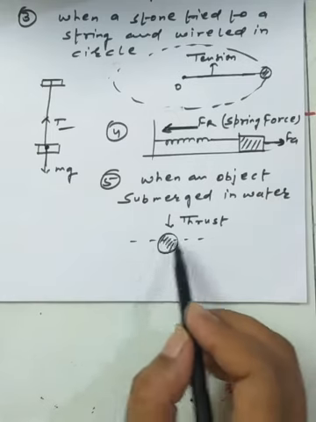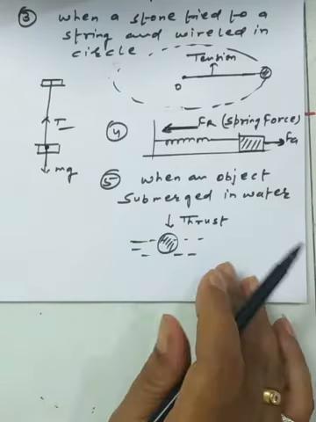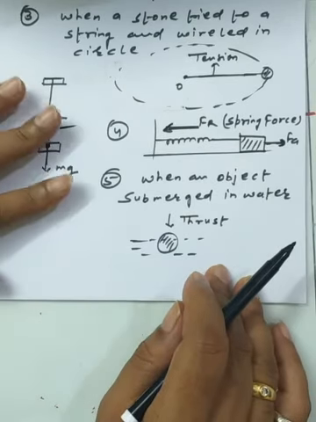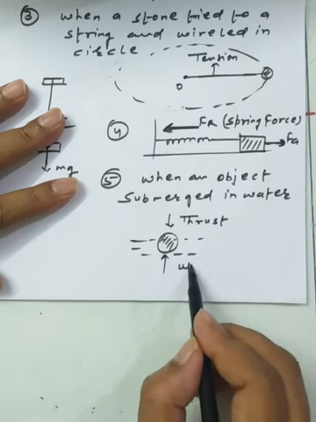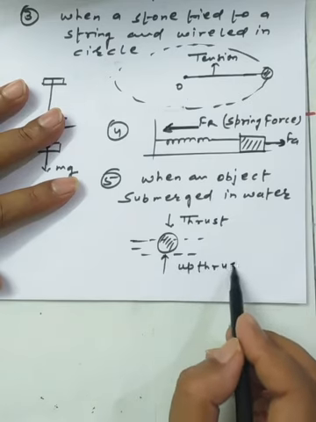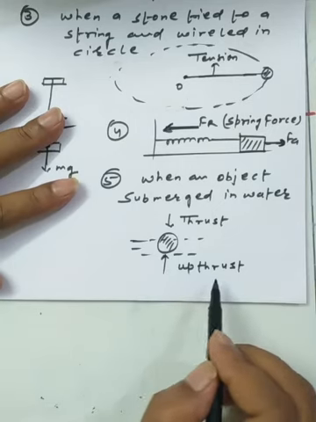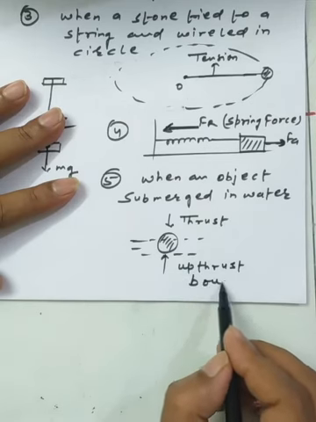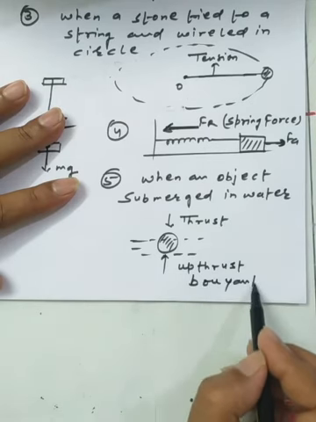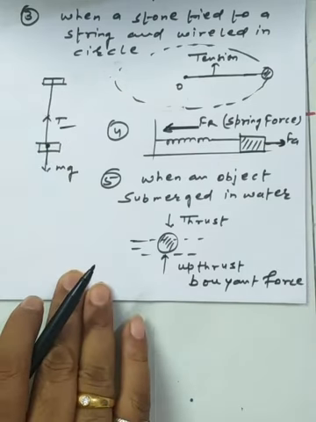As I am talking about an object inside a liquid, when we take the object submerged in the water, a thrust is applied, and as a result we get the upthrust. So this is an example of a force in mechanics, upthrust or the buoyant force we have. This is another type of force in mechanics we have.